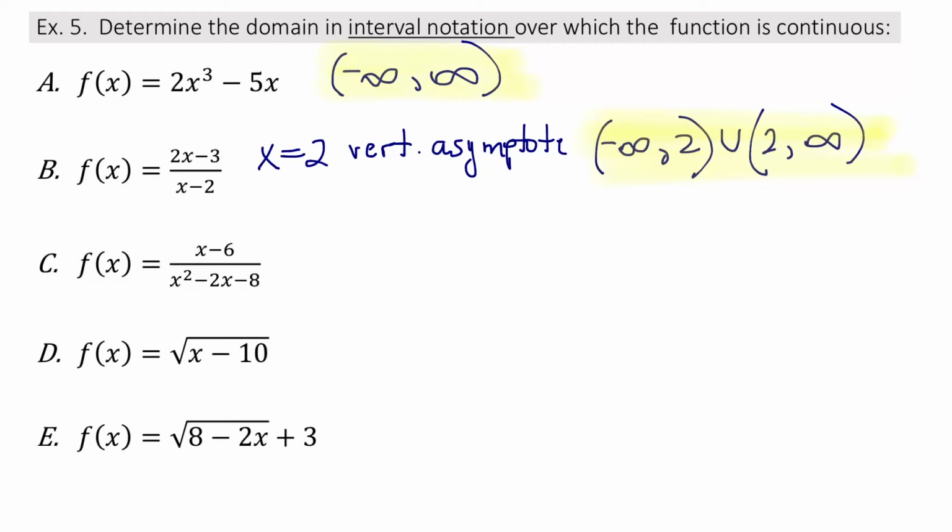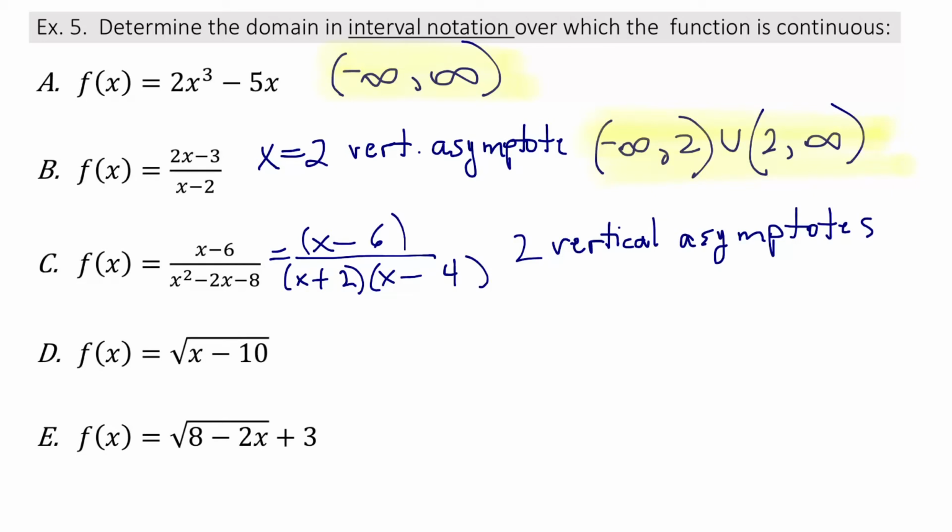Looking at C, we have another rational function. So you're going to have to factor the denominator. And then we'll know where our asymptotes or our holes or whatever it is lie. So we've got x, x. So let's try 2 and 4, negative, positive. Okay, so none of those factors are going to cancel, which means I have 2 vertical asymptotes.